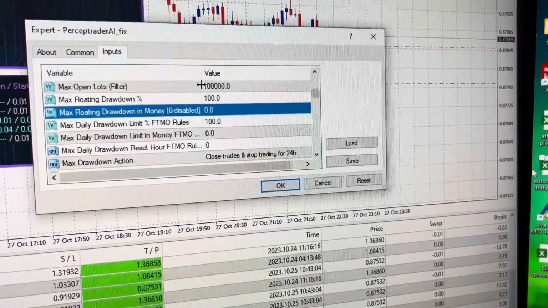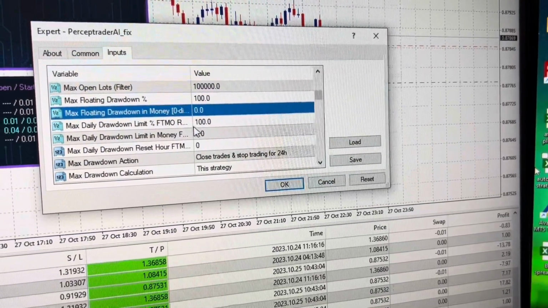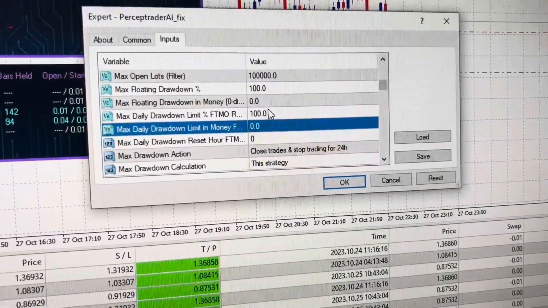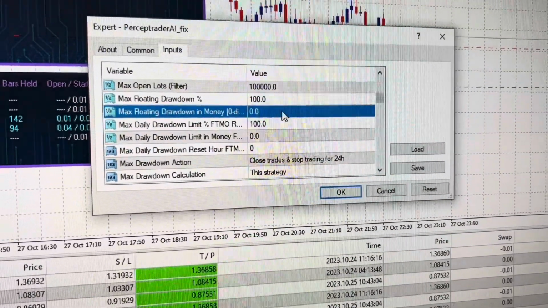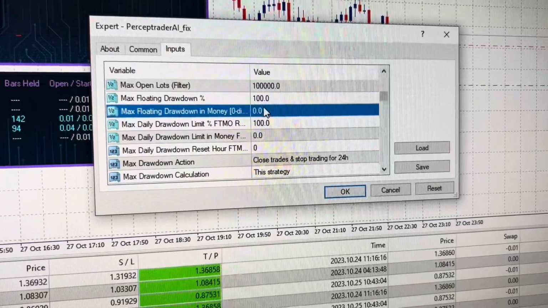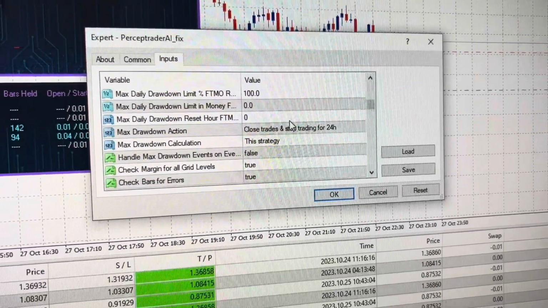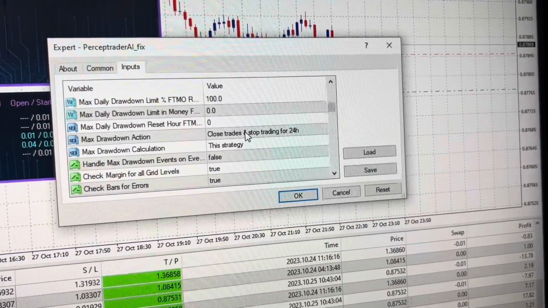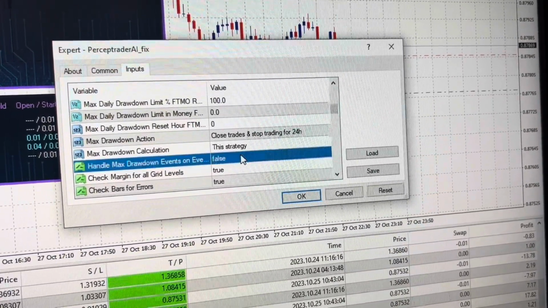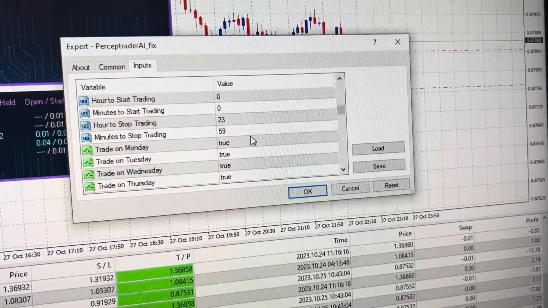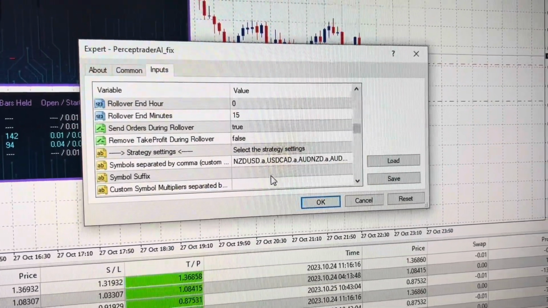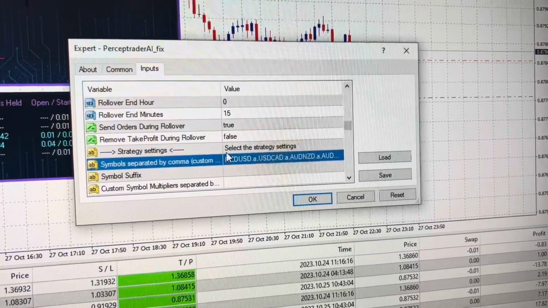Something else that I noticed was that I actually couldn't get this to work. It didn't work for me. So what I did was I set the drawdown amount in dollars, and then that actually worked for me. And I did set this handle drawdown events on every tick to true. Some of the other things that I've set, this is something that I should cover.